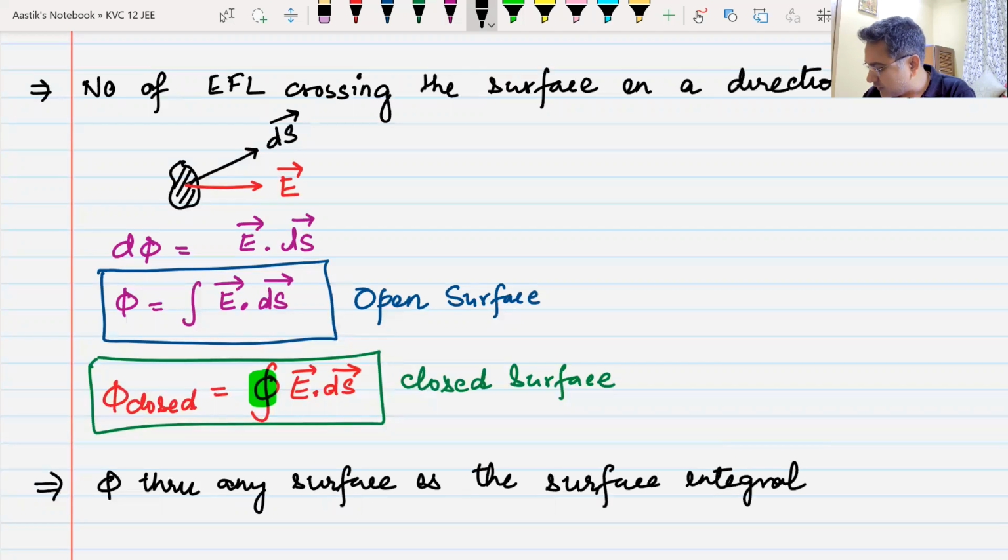It is the surface integral of electric field. If it is a closed surface, the surface integral is done over a closed surface. If it is an open surface, the surface integral is done over an open surface. So this is how we speak it.